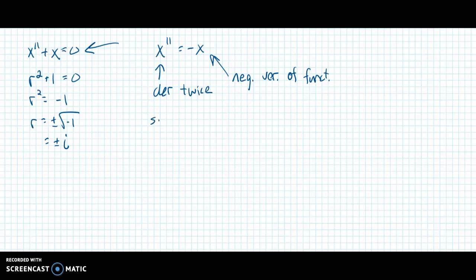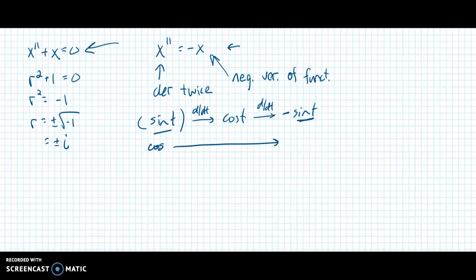Hopefully you're seeing it. If I take sine x, I don't want to use x's, I want to use t's. If I take sine t and derive it once with respect to t, actually maybe I should use some better notation, d/dt it, then I get cosine t. If I d/dt that again, I get negative sine t. So notice it is the negative version of the original function. So that means it fits this thing. Same thing with cosine. Derive it twice. We get negative cosine t.